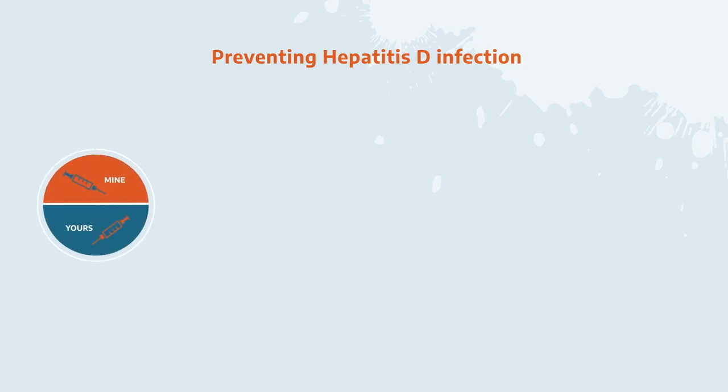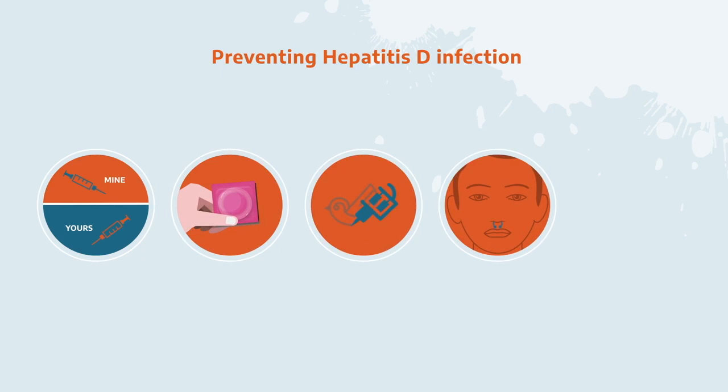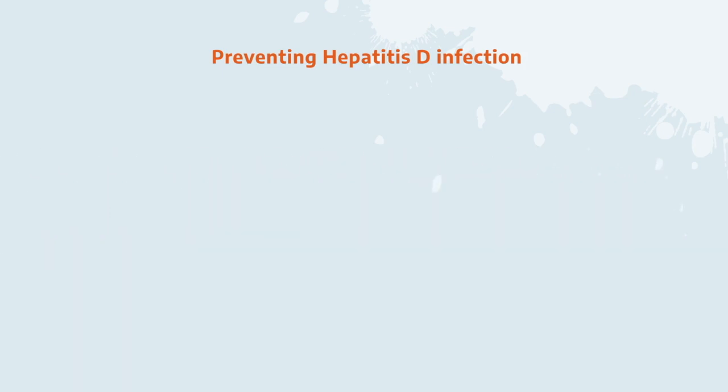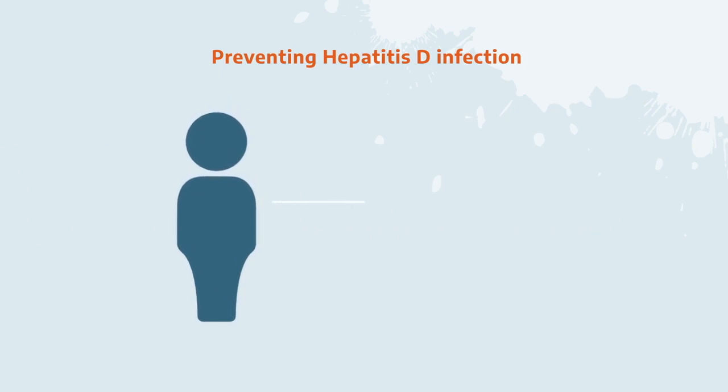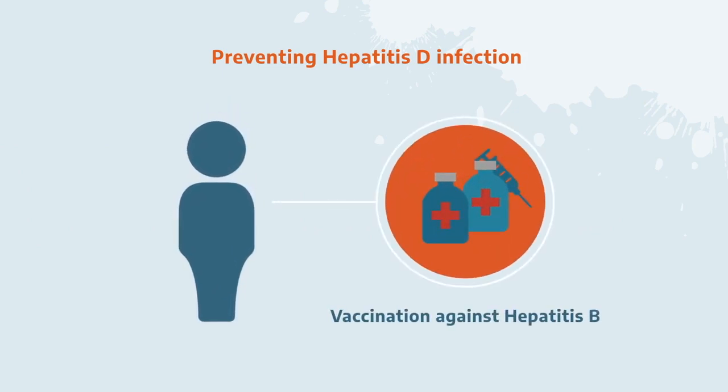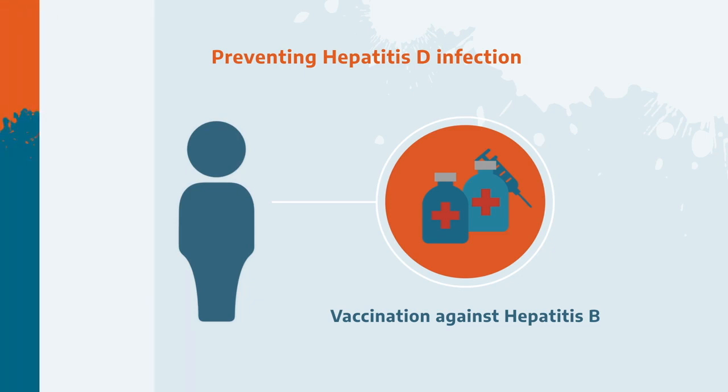Those who are aware of the transmission routes can effectively protect themselves from infection. For example, by only using sterile utensils when taking drugs and not sharing them with others, practicing safer sex, only getting tattoos and piercings done under sterile conditions, and not sharing personal bodily hygiene items such as toothbrushes or razors with others. The simplest way to prevent infection is to be vaccinated against hepatitis B, because if you are vaccinated, you are also protected against hepatitis D.